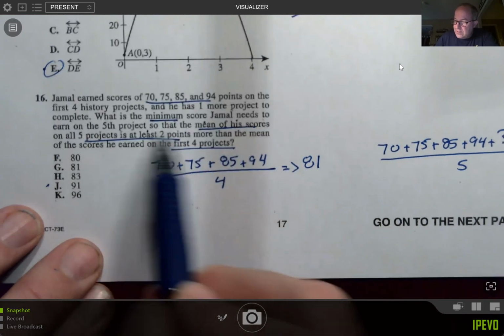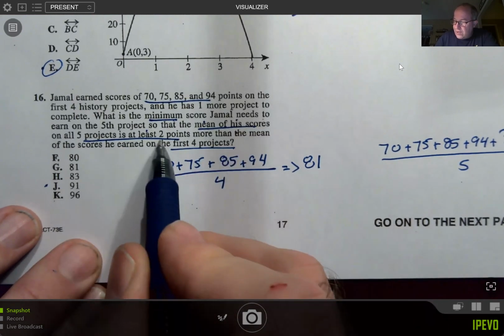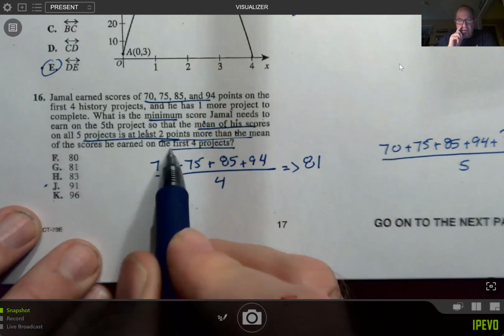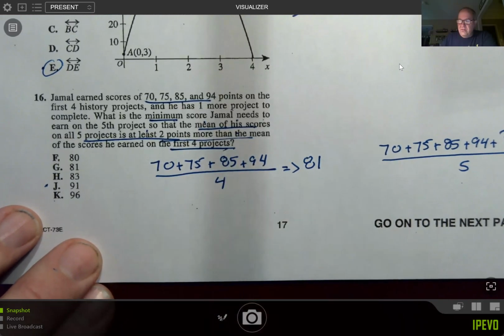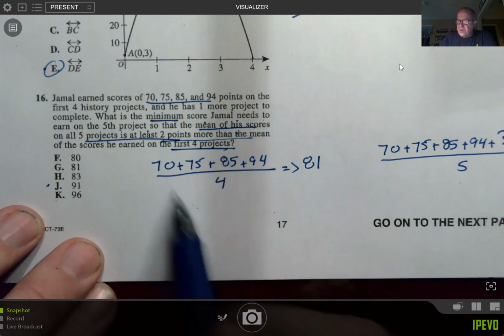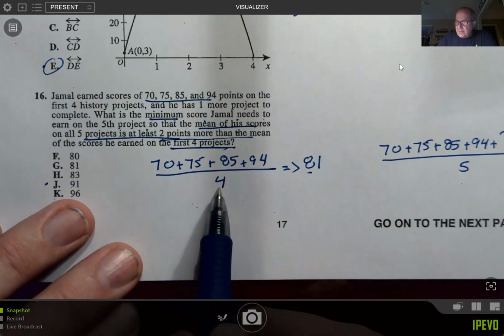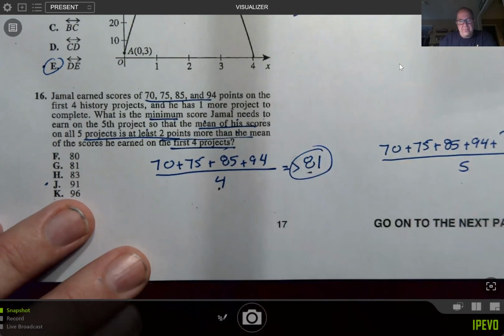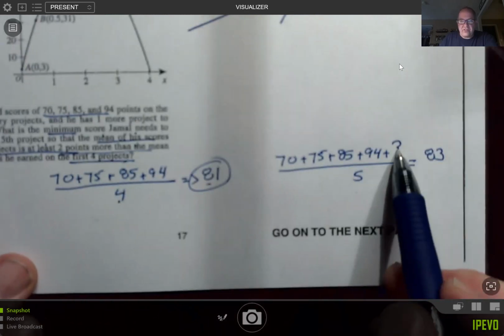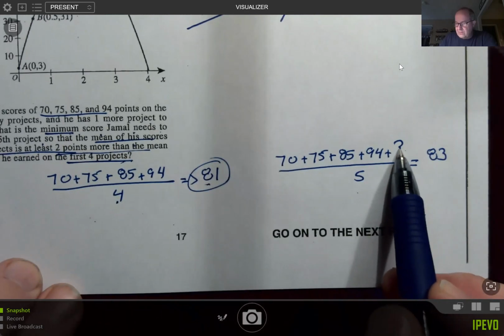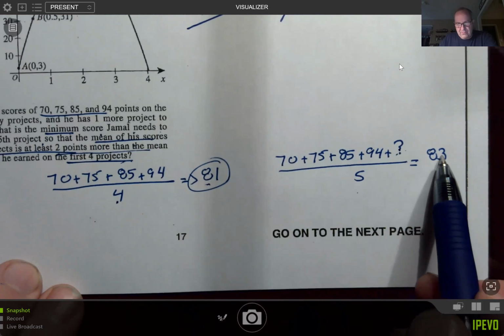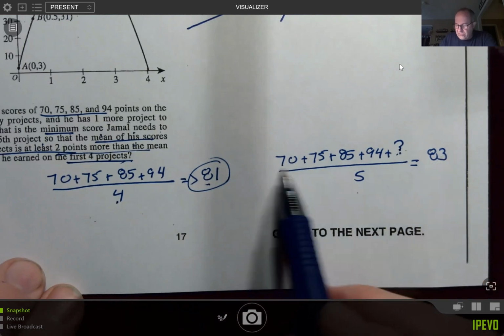So the mean is at least 2 points higher than the mean of the first 4. That's a lot of wording. But the mean of the first 4, right? I used my calculator. I added them up and divided by 4. And that gave me a mean of 81. And what they want is, they don't know what Jamal's next project's going to be, but whatever it is, they want the mean to be 83. Now notice there's 5 scores now, right?